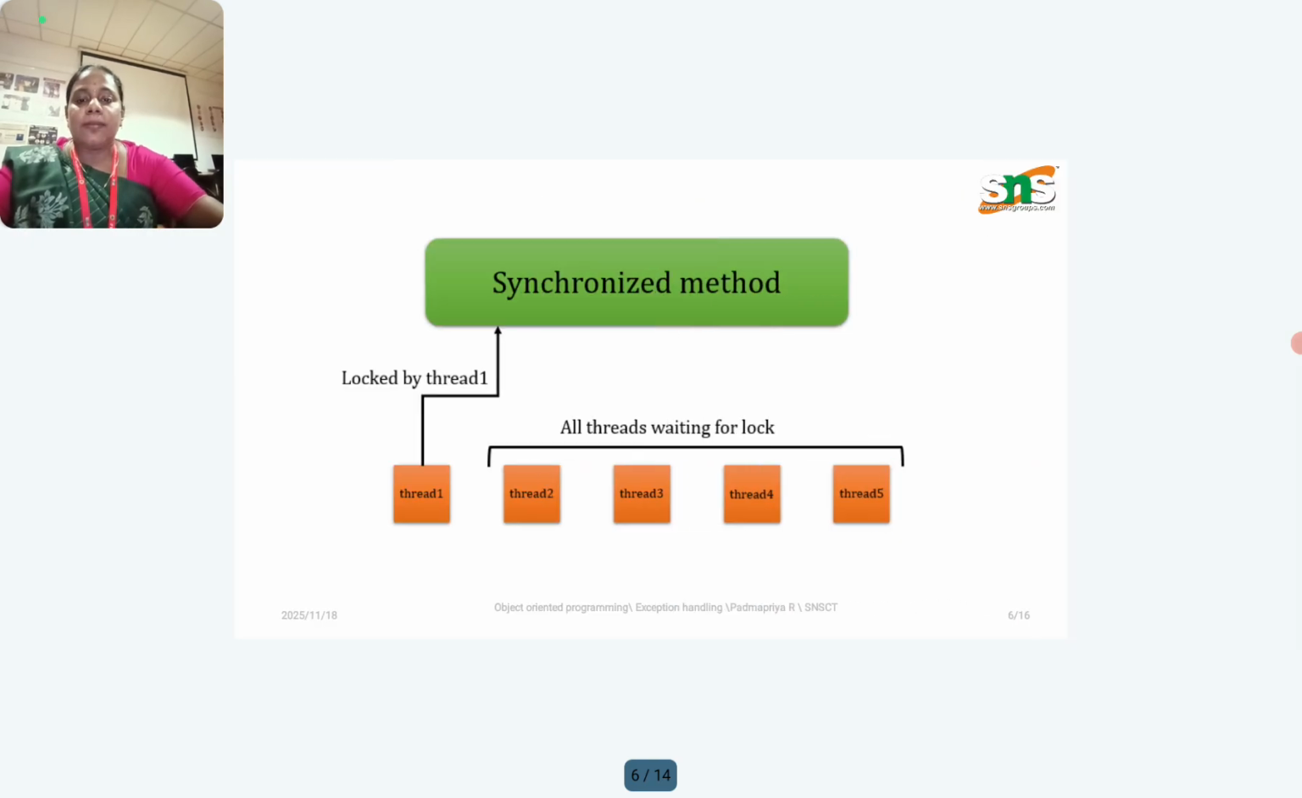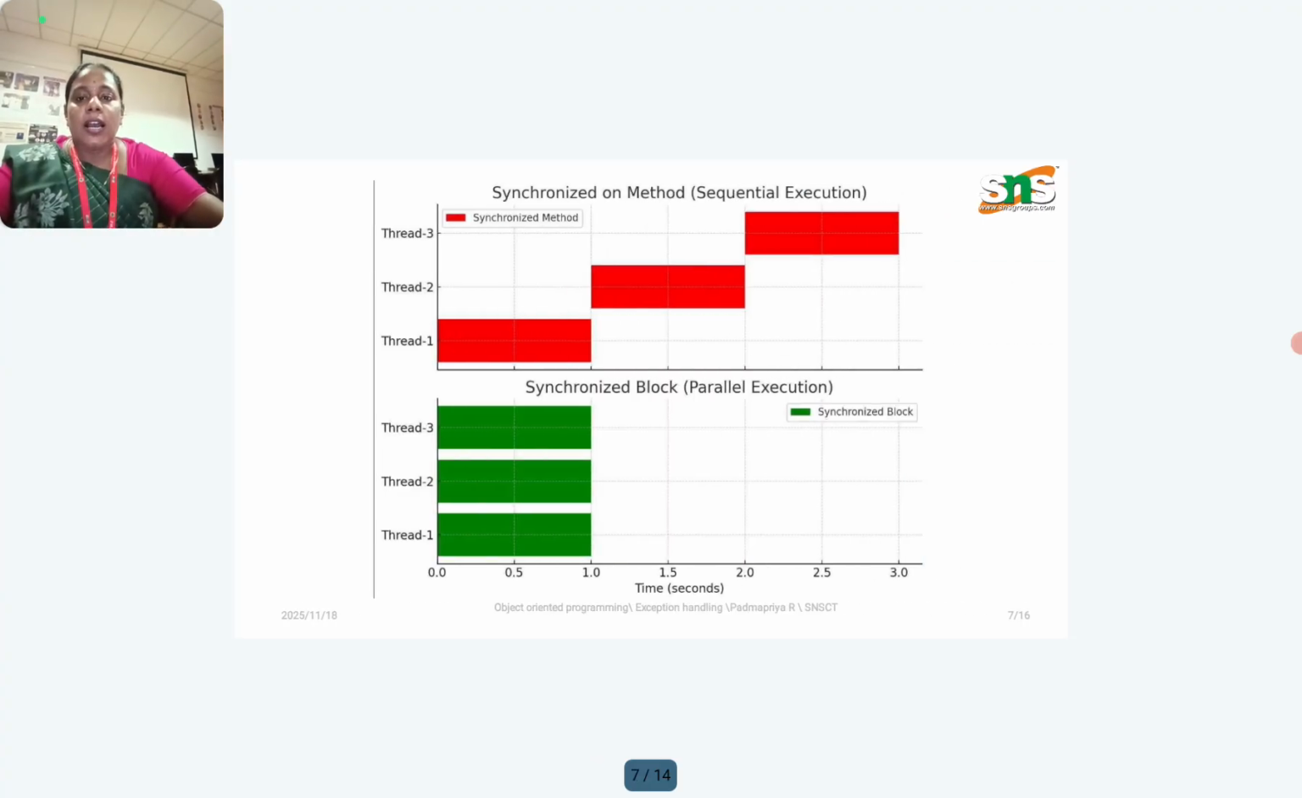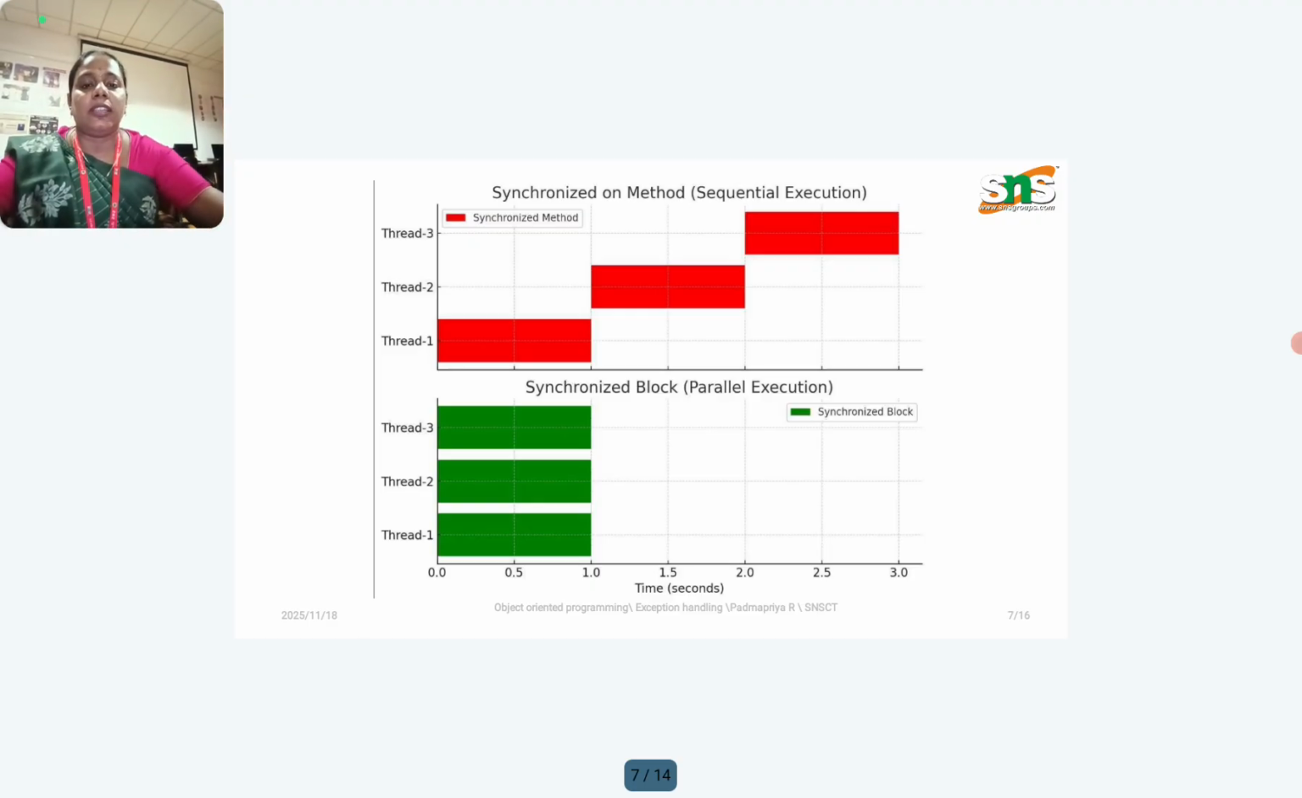So the synchronization method, as we discussed earlier, is locked by thread 1, and all other threads wait for the lock. And this is the synchronized method. Sequential execution means that if thread 1 is terminated, then thread 2 will be allocated that particular resource. When thread 2 is terminated, then thread 3 will be allocated the resource. In parallel execution, all threads are executed simultaneously. This is parallel execution.